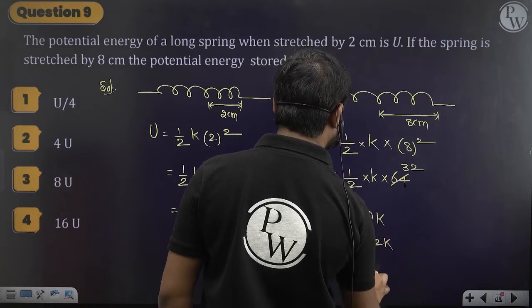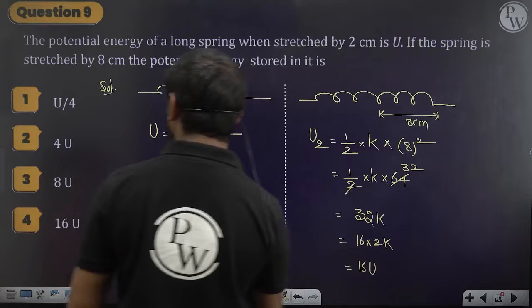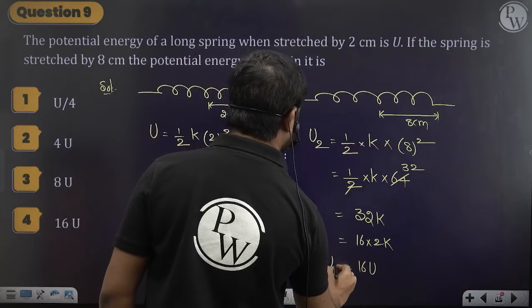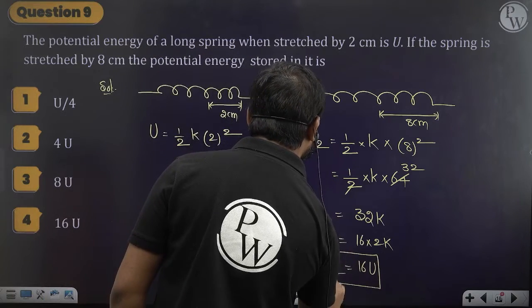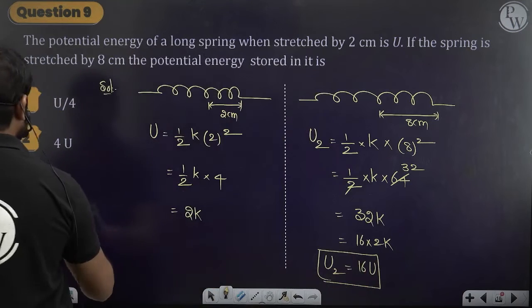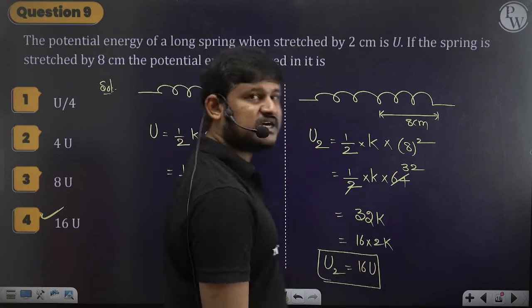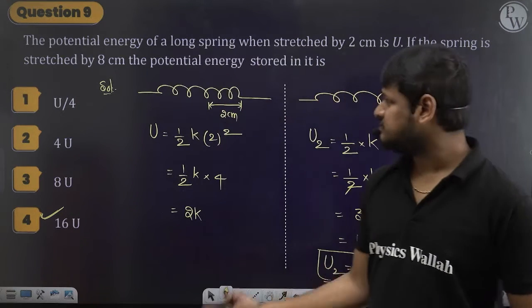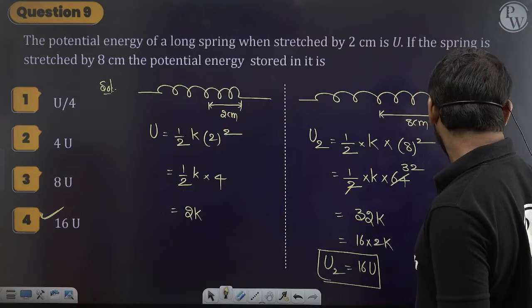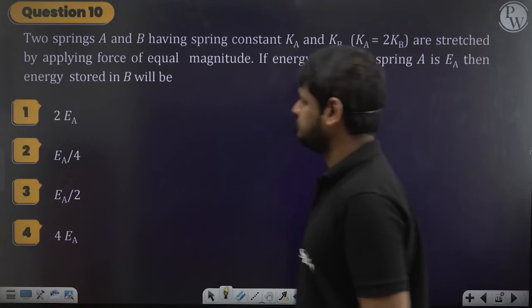Which we can write as 16u. In place of 2k, I can write u. So therefore, the potential energy stored will be equal to 16u. Option 4 is the correct one. Clear guys? Simple questions, right? Chalo. So let's go for the next question.